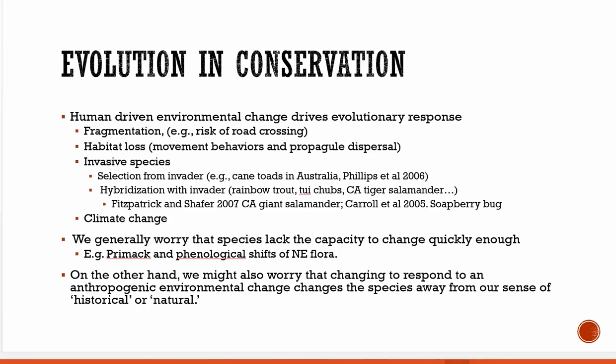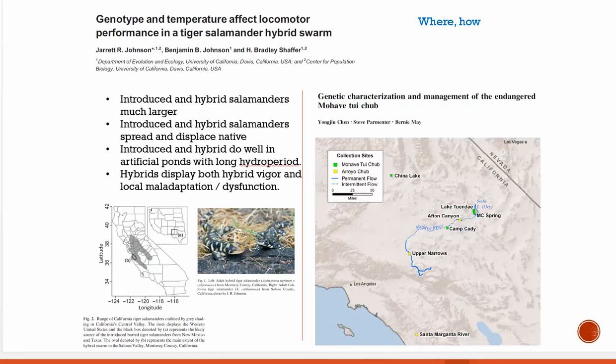Scott Carroll has also looked at this with the soapberry bugs that have been introduced all over the world. And now on top of all this, we have climate change, and we worry about species and their capacity to change in response to climate change. In particular, we often worry that they're not able to change quickly enough. And so Richard Primack, looking at phenological shifts in northeastern Florida, floras, is looking at which species can and can't respond to the changing seasons, and we think of these as selective pressures. On the other hand, we might also worry that changing native species' genetic composition in response to these anthropogenic environmental changes moves these species away from our historical or natural state in ways that we might not desire.